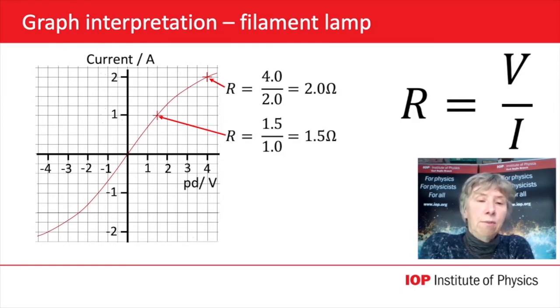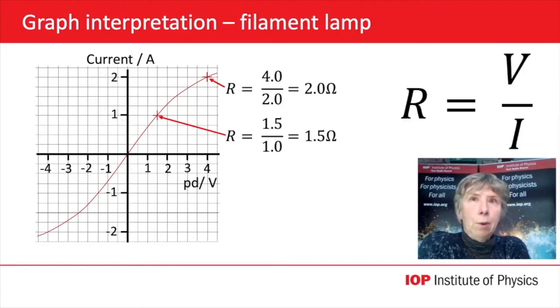Secondly, they should see that the gradient of the graph is actually getting less at higher values of potential difference. This should indicate to them that the resistance of the filament lamp is increasing as the potential difference and the current increase. They could take two values from the graph to actually calculate what that resistance is. The first point is shown at a potential difference of 1.5 volts and a current of 1 amp. They should then work out that the resistance is the potential difference divided by the current, 1.5 divided by 1, and they will get a resistance of 1.5 ohms.